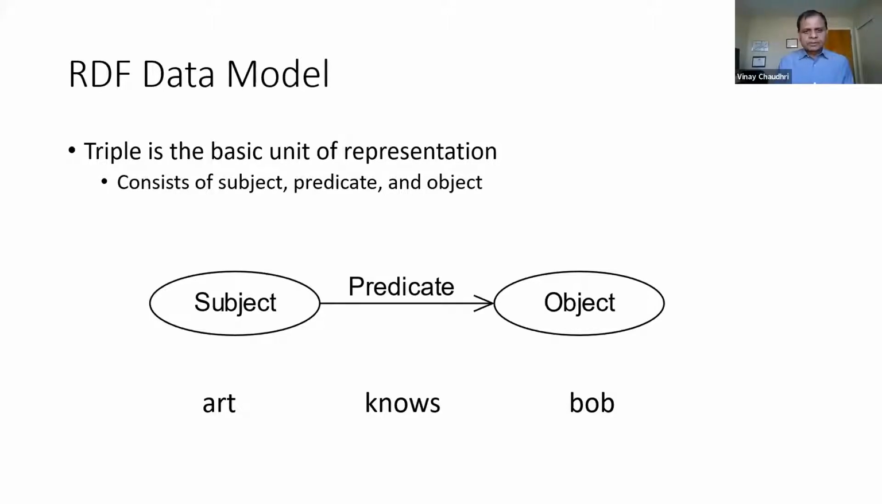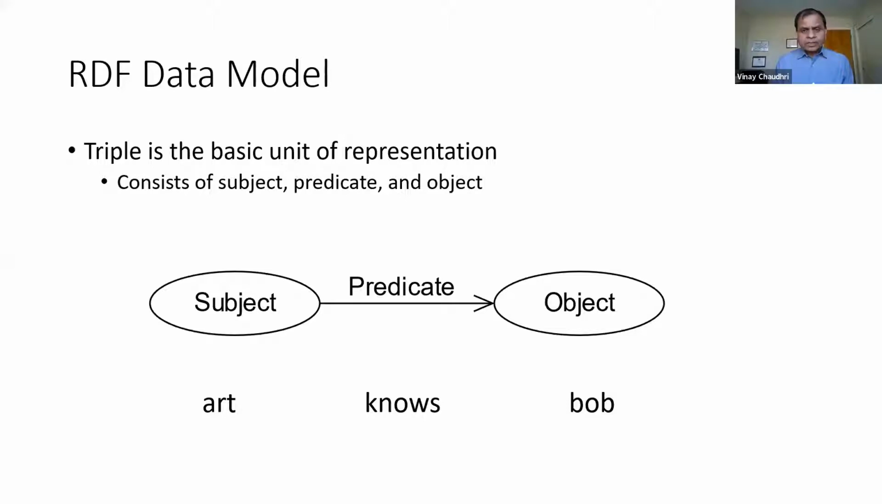The fundamental construct in the RDF data model is a triple, which is subject, predicate, and object. This is exactly how we defined a knowledge graph in our last lecture. So if you have a statement such as Art knows Bob, Art and Bob become the subject and object respectively, and knows is the predicate. So the RDF data model is fairly true and faithful to the abstract definition that we gave for the knowledge graph, that it's a directed labeled graph.